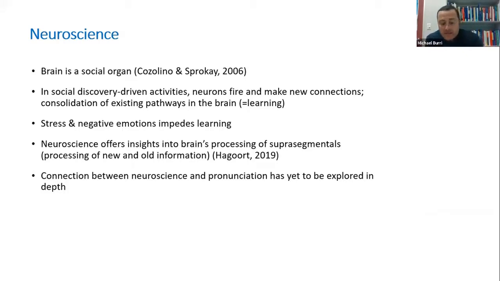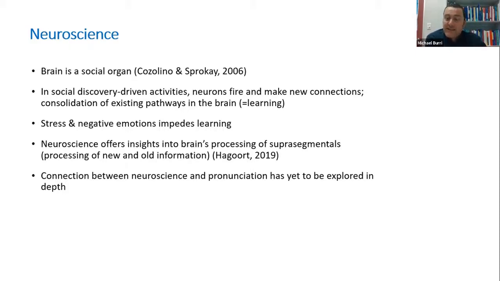We've got about 10 minutes, but generally there's the understanding now that the brain is not a passive organ. The brain is in fact a social organ. If you want to know more about this, Cozolino's work is a great read. And I suggest you sign out this book if you can, the 2013 book, but the 2006 reference is in the reference list. But basically the brain needs social interaction to function. And what this means in the classroom is that, of course, we need social discovery-driven activities and also group work where students can interact with each other.